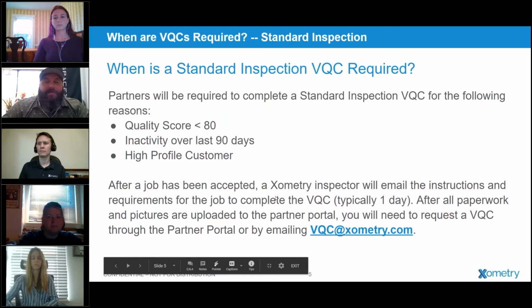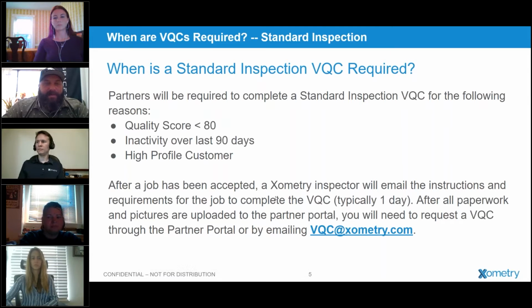Basically, we're going to send you an email with instructions. Typically, it's a print with highlighted dimensions, and we're going to ask you to upload pictures as proof of the inspection, and then you're going to upload that into the partner portal and then email vqc@xometry.com.